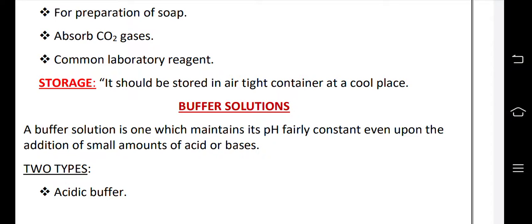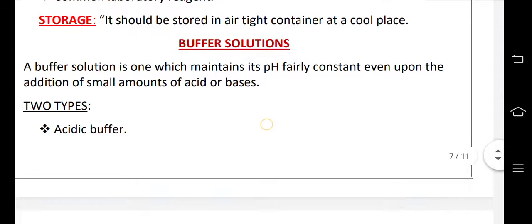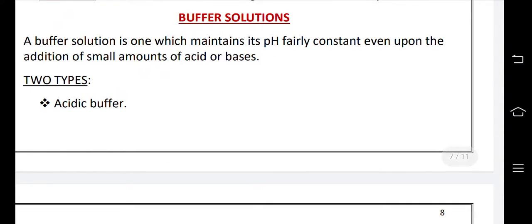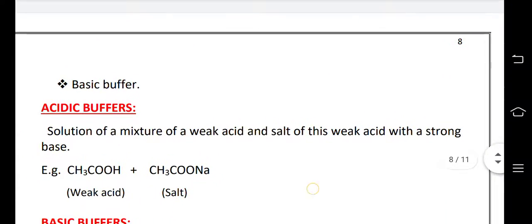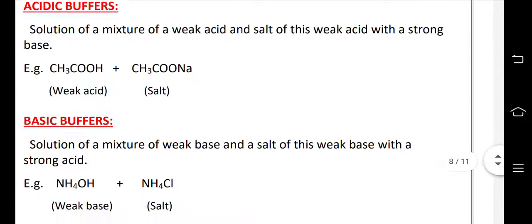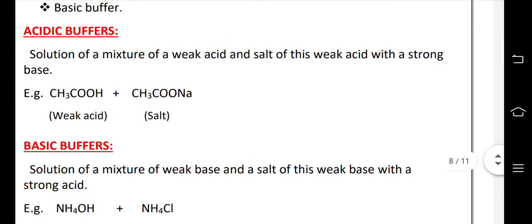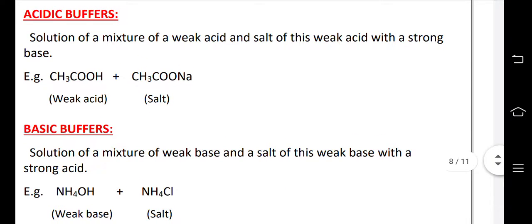Next main topic is buffer solutions. A buffer solution is one which maintains its pH fairly constant even upon the addition of small amounts of acids or bases. There are two types of buffer solution. One is acidic buffer and another one is basic buffer. We can see a detailed explanation of these two buffers. First one, acidic buffer. It is a solution of a mixture of a weak acid and a salt of this weak acid with a strong base.